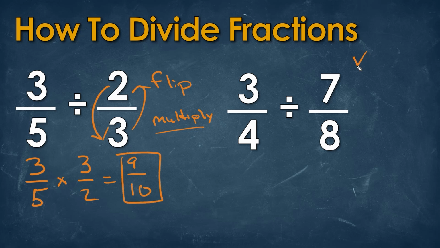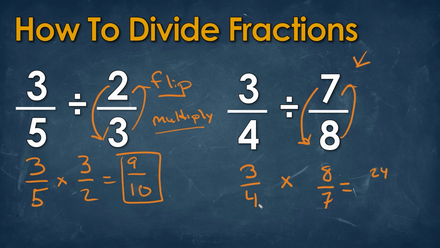Moving on to this next question here. Again, we keep that first fraction the same. Now we flip first, so we're going to flip the second fraction. So we'll put the 8 at the top. We're going to put the 7 at the bottom. And then we're going to multiply. So we multiply these two fractions now. So 3 times 8 will be 24. And 4 times 7 will be 28.